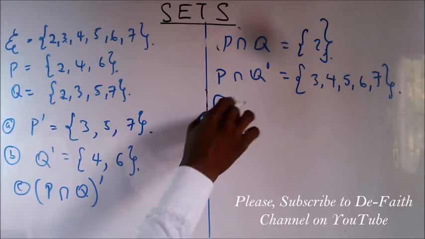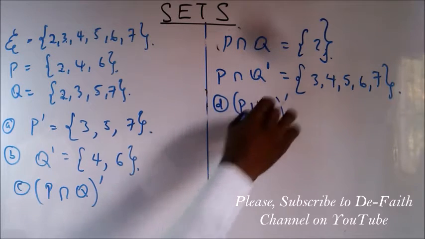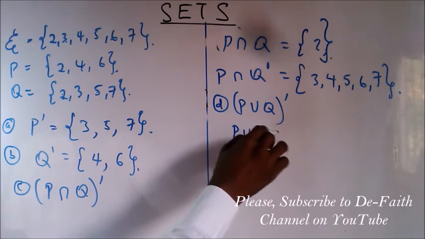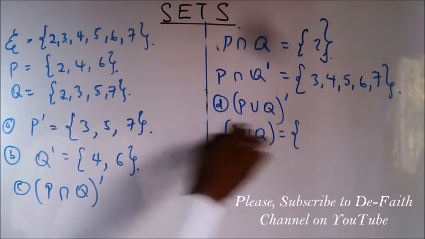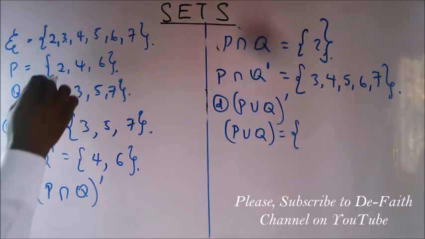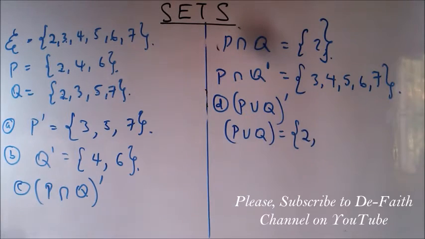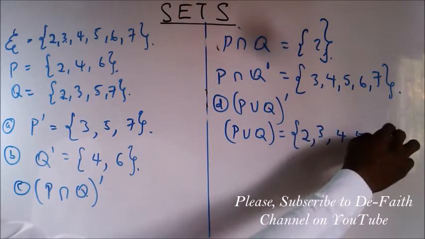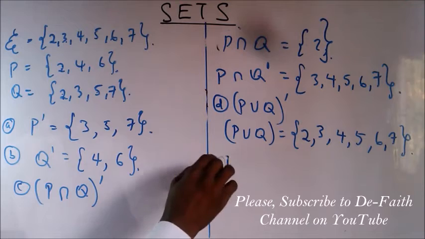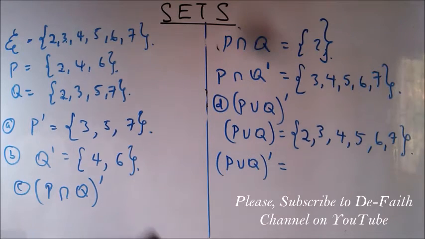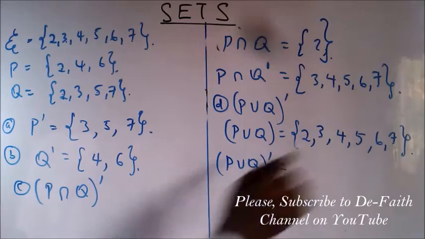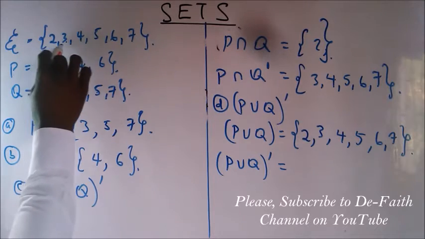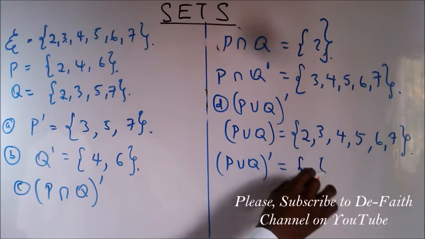And D, we have to find P union Q, all complement. First, we'll find P union Q. P union Q are the elements that are found in the two sets without repetition. Here we have 2 present in both, so we take 1, and then we have 3, 4, 5, 6, and 7. Now, P union Q complement means what we have in the universal set but not present in the union. When we take a good look at it, we'll find that everything in the universal set is also present in the union. And so we have an empty set or a null set.